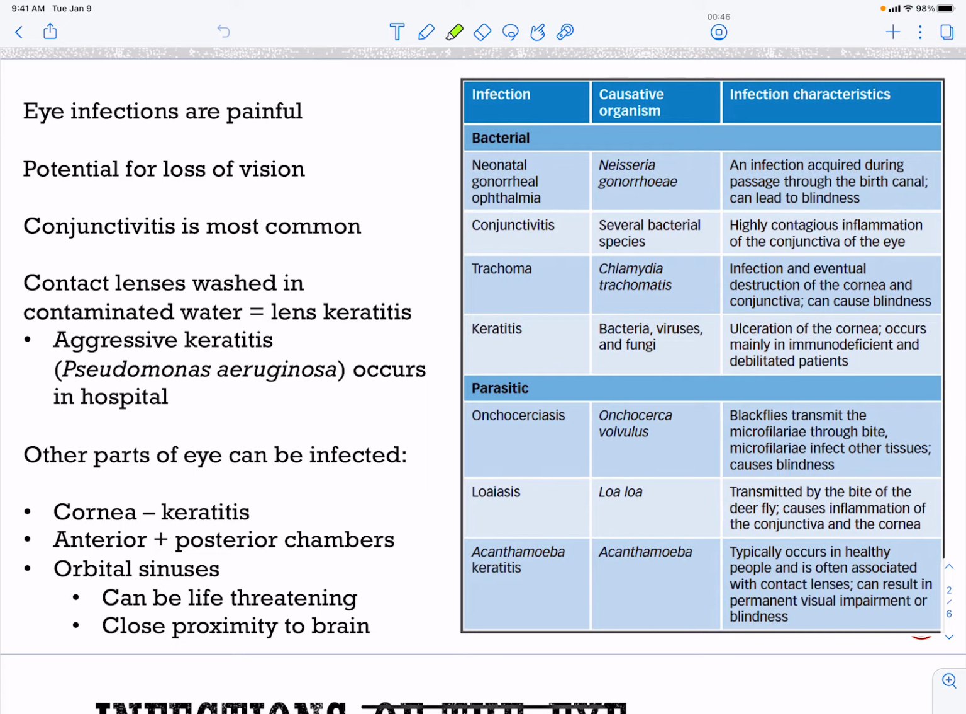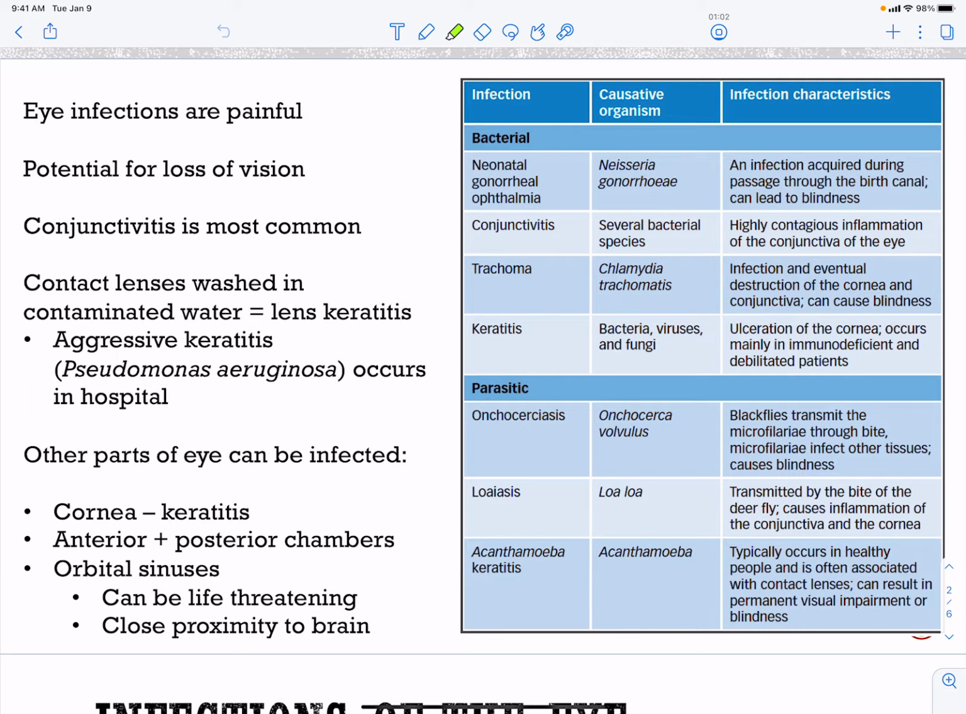And typically, if you had an infection in one eye and your immune system moves in and causes blindness in that eye, oftentimes your immune system will attack the other eye and you will lose sight in the other eye as well. Conjunctivitis or pink eye is the most common.